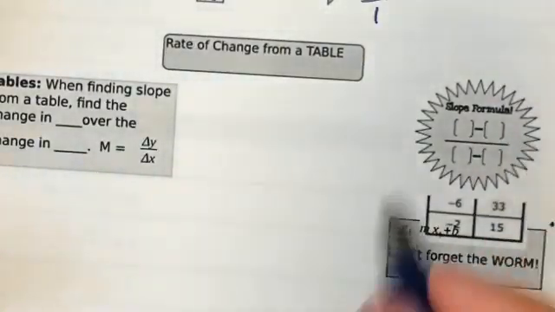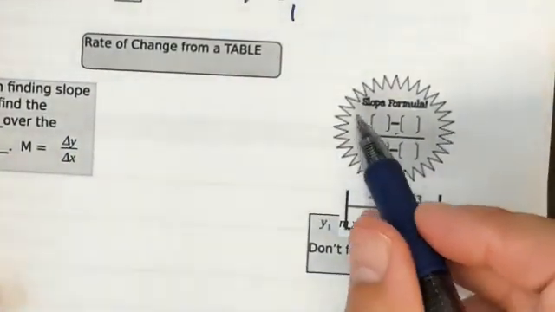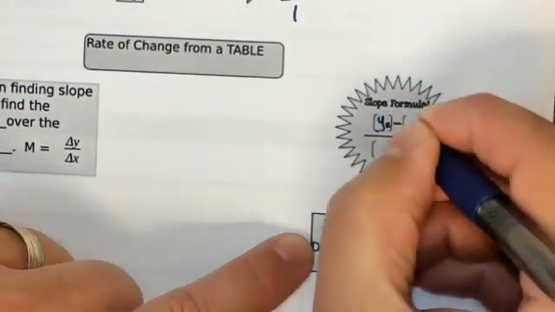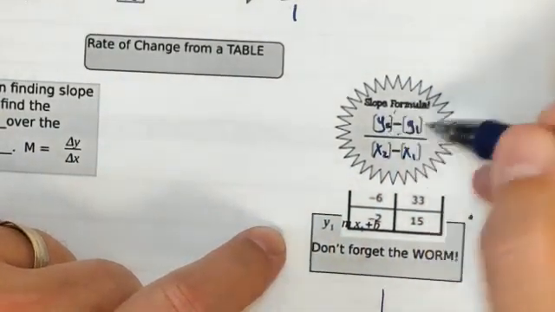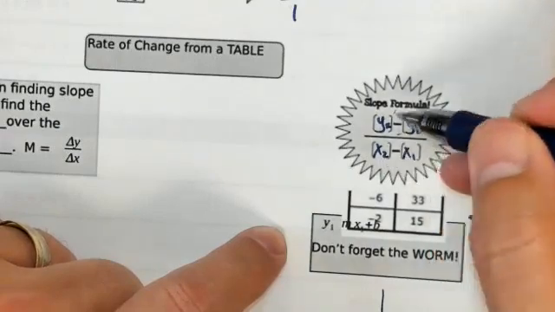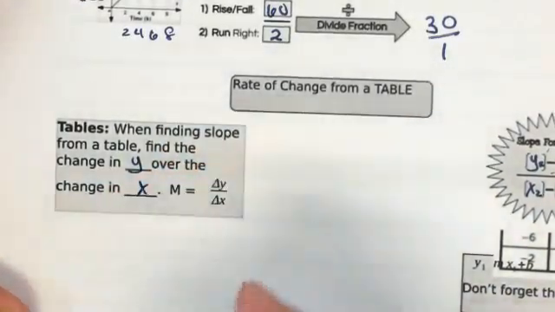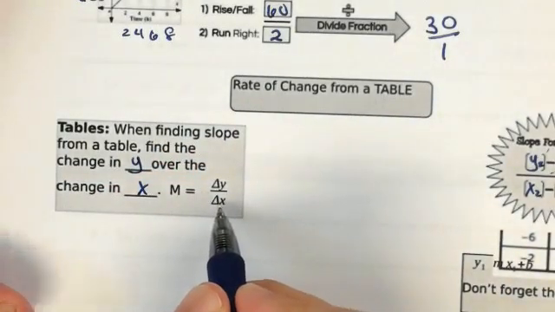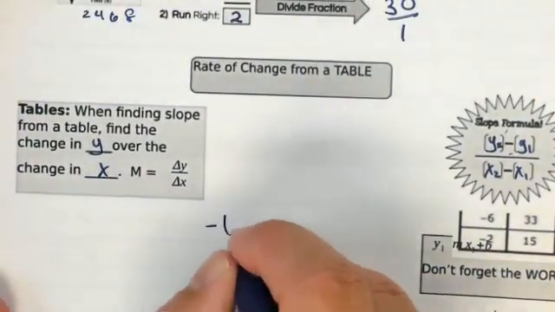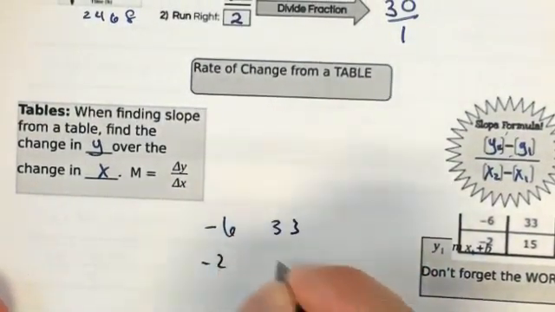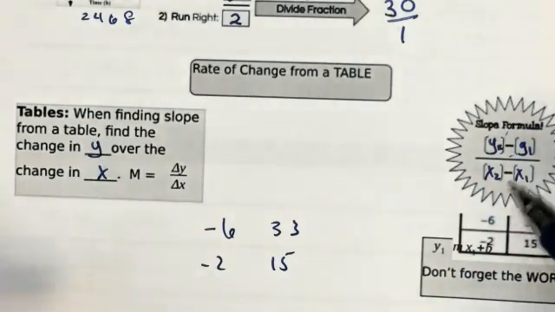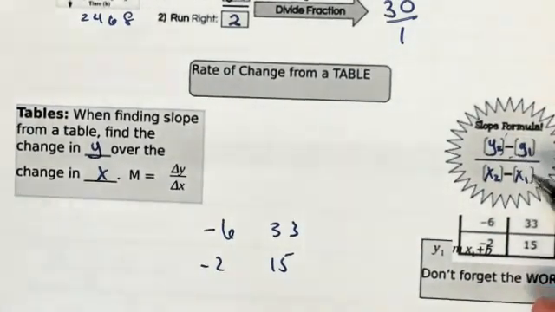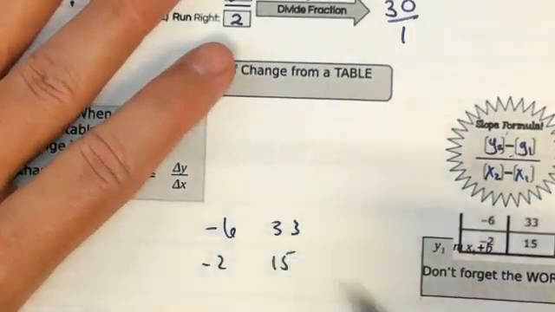So what we have is this formula that says y2 minus y1 over x2 minus x1. It basically means subtract the y values, subtract the x values, and put the y's over the x's, because I'm going to find the change in y over the change in x. So if I have these two from this table right here, I have -6 and 33, and I have -2 and 15. It does not matter which one of these you call 2 and which one you call 1.